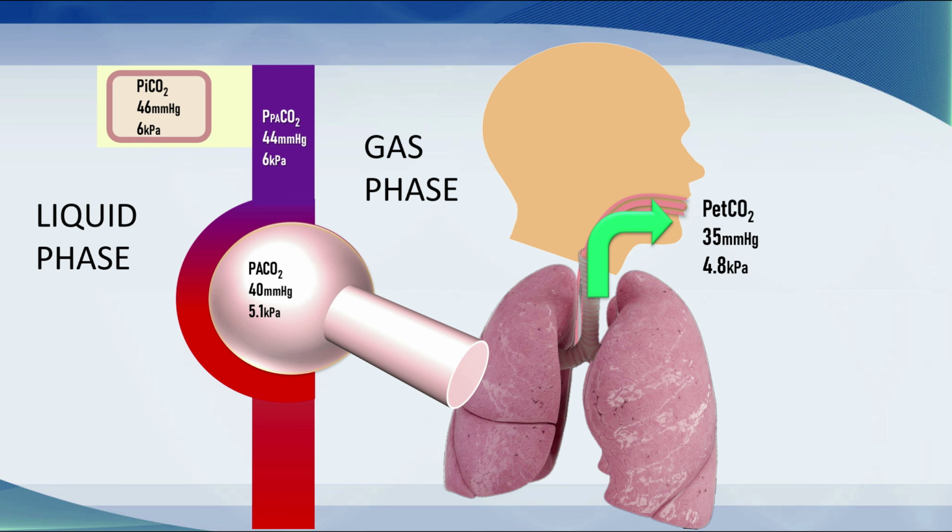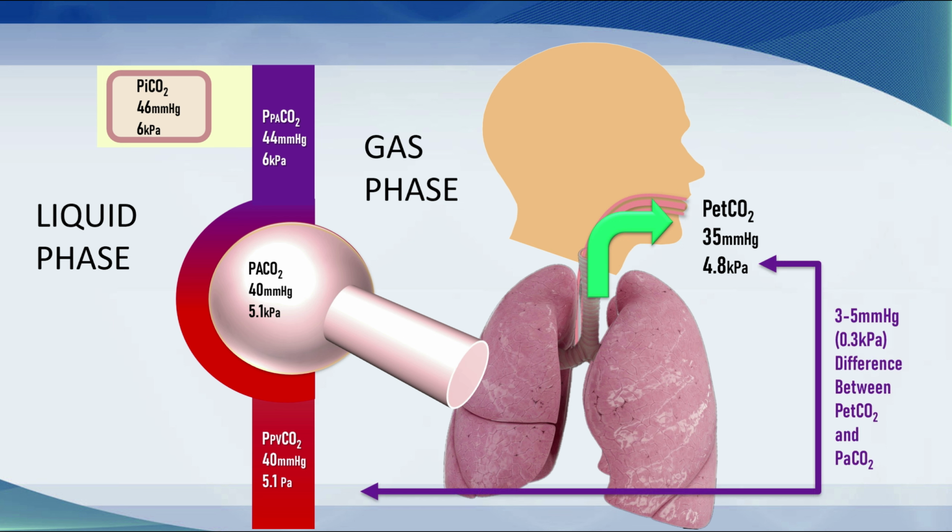If you measure the partial pressure of CO2 in arterial blood, it's about 38 to 40 millimeters of mercury, or 5.1 to 5.3 kilopascals. There is about a 3 to 5 millimeter of mercury, or 0.3 kilopascal difference between the end tidal CO2 and the partial pressure of CO2 in arterial blood.